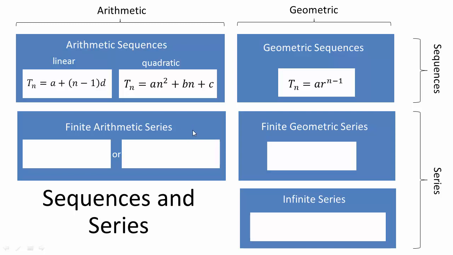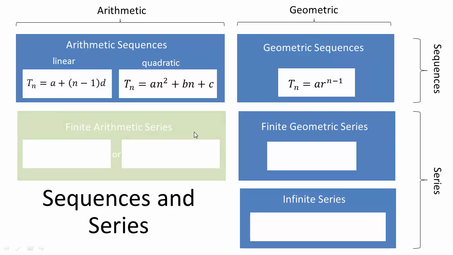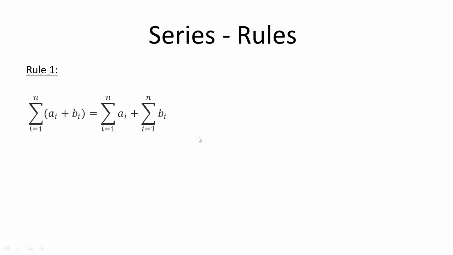Okay, now we're still in the section on series, but we're just going to deal a little bit more on the rules of sigma notation. Rule number 1. For any given two sequences A and B, the sum of A and B is the same as the sum of A plus the sum of B. This is quite an easy to understand one.